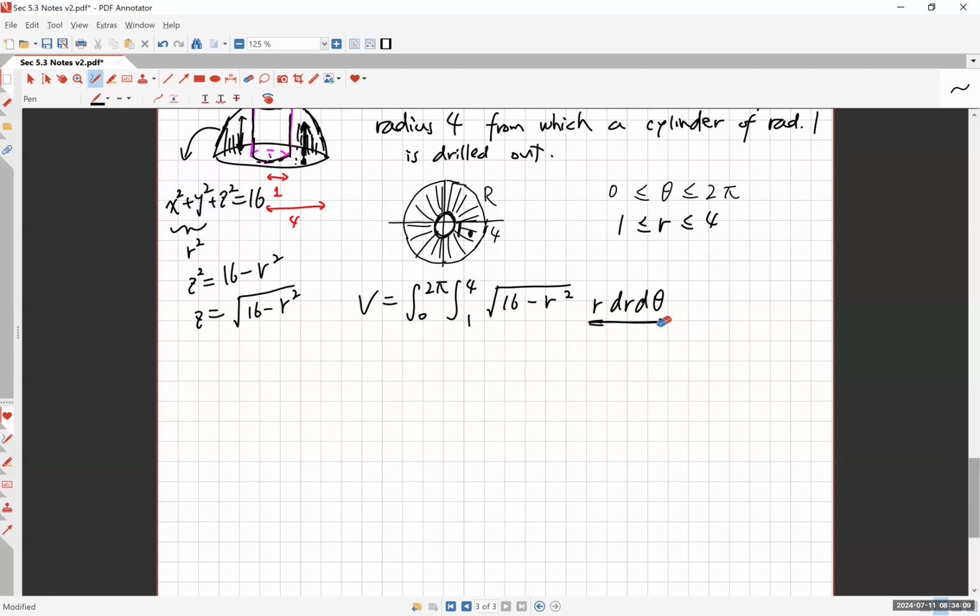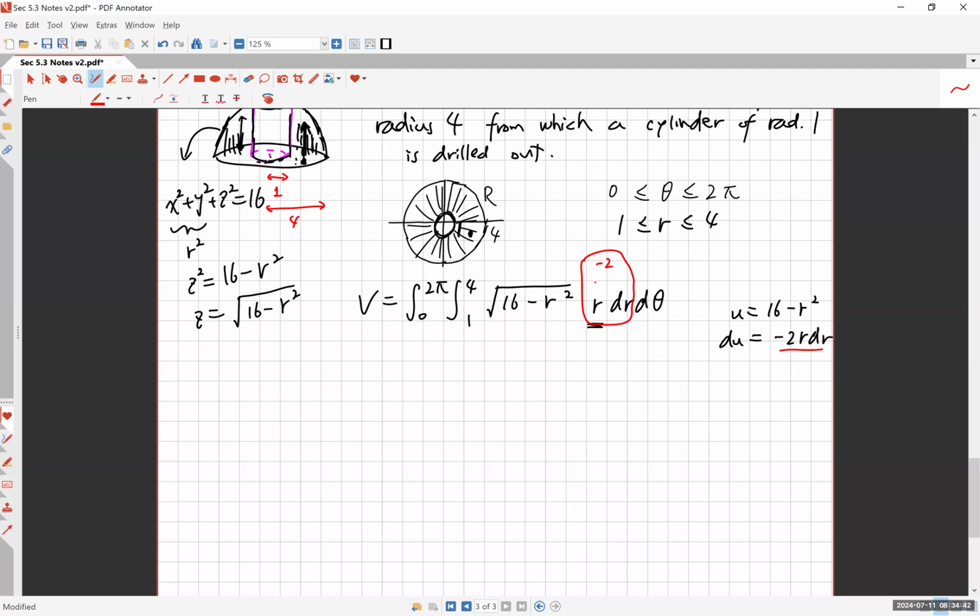Now, this square root may make things complicated, but thanks to this r, we can actually do a nice substitution. Let 16 minus r squared be u, and then du is negative 2r dr. With this substitution, I need a negative 2 right here. That would be negative 2r dr, so that would make that into a du.